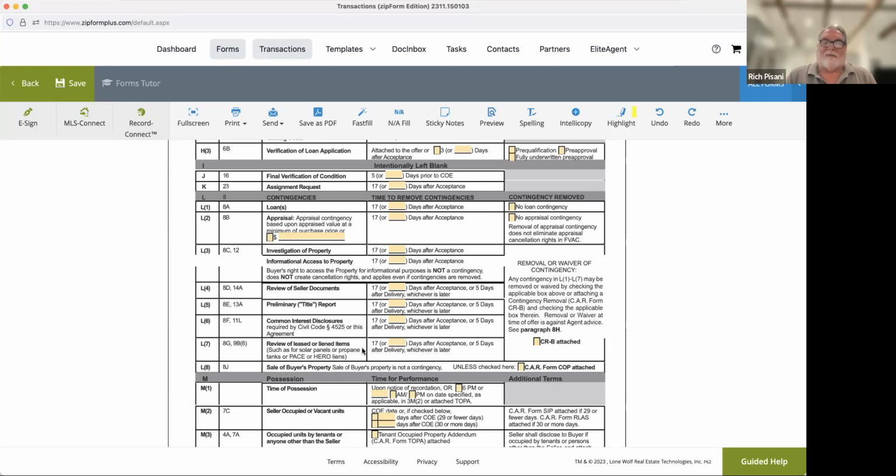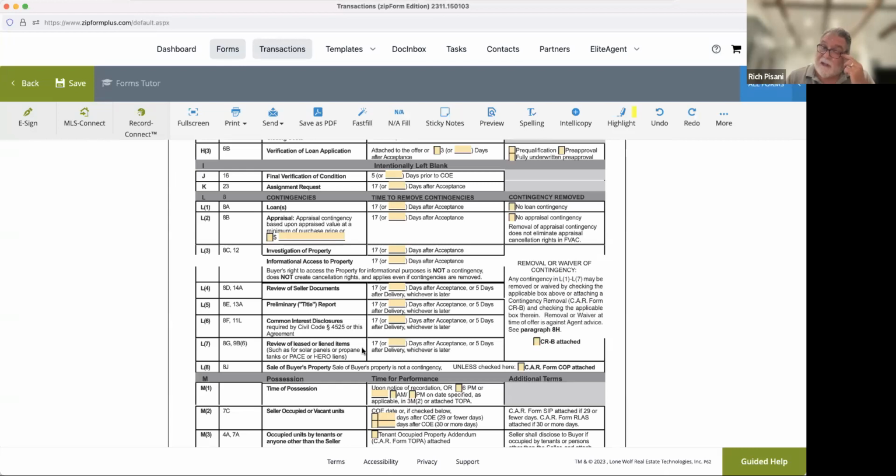Preliminary title, same thing, defaults to 17 days. Once again, all these numbers can be changed. Common interest disclosures, 17 days. Review of leased or liened items like solar or a water softener. If this is contingent on the sale of the buyer's property, it defaults that it's not contingent. If it is, then you check the box and another form comes up, the COP.